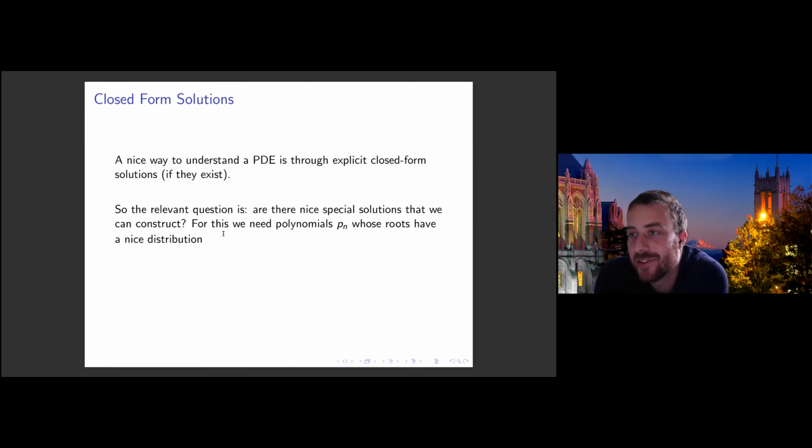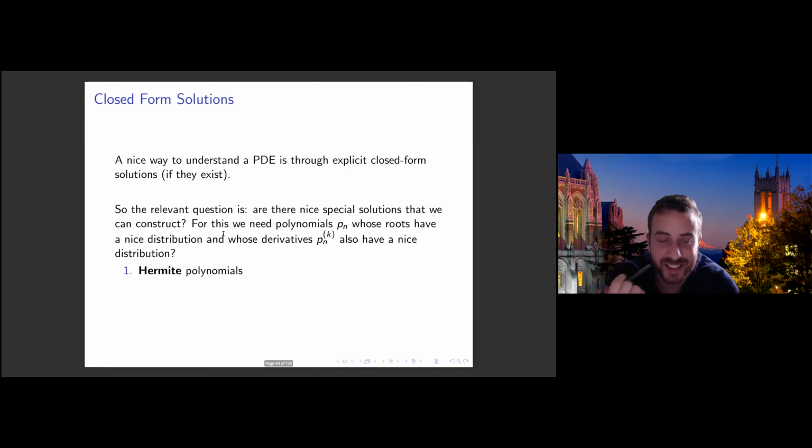So in particular, if we could find a family of polynomials whose roots have a precise distribution, and all of whose derivatives also have roots with a nice distribution, asymptotically in some sense, well, for any such family, they should satisfy the PDE, right? And can you find this? And the answer is yes.